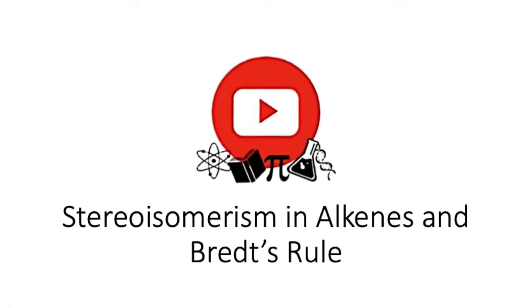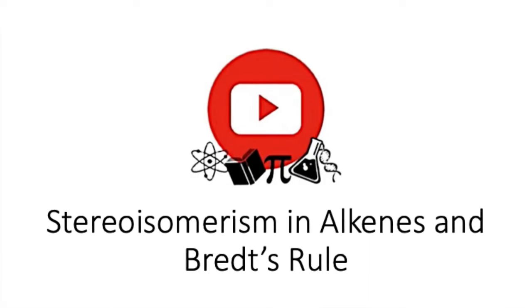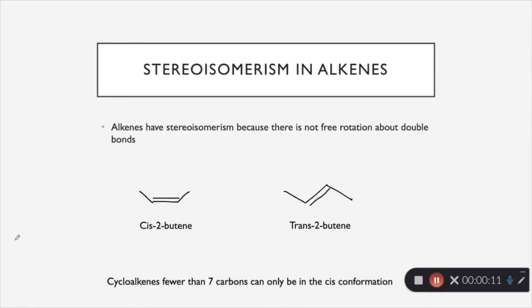In this video, we are going to be talking about stereoisomerism in alkenes and Bredt's Rule. So, alkenes do have stereoisomerism because there's not free rotation about a double bond. This double bond holds those carbons where they are, and they cannot freely rotate like they do in single bonds. With that being said, cis 2-butene, cis meaning same side, where the two substituents of this double bond are coming out on the same side, is the stereoisomer of trans 2-butene, trans meaning opposite.